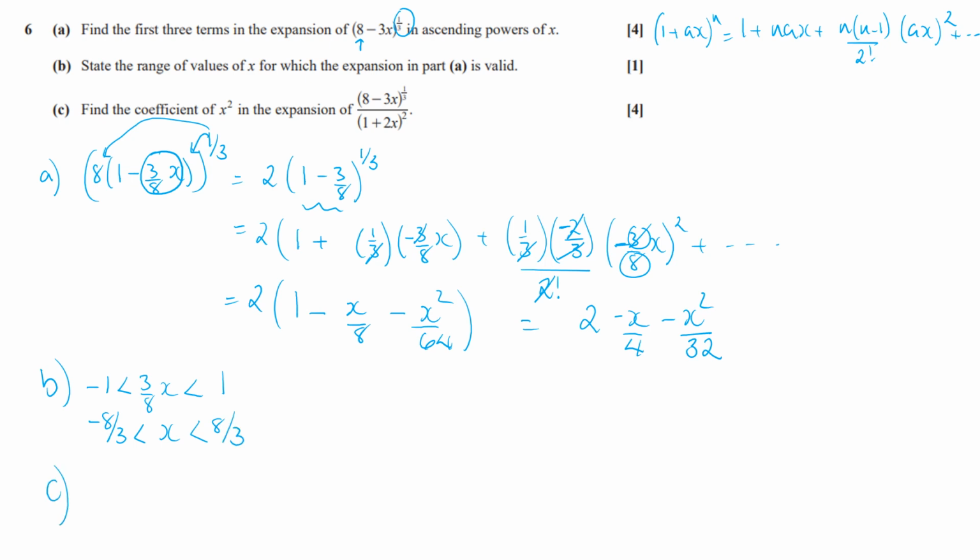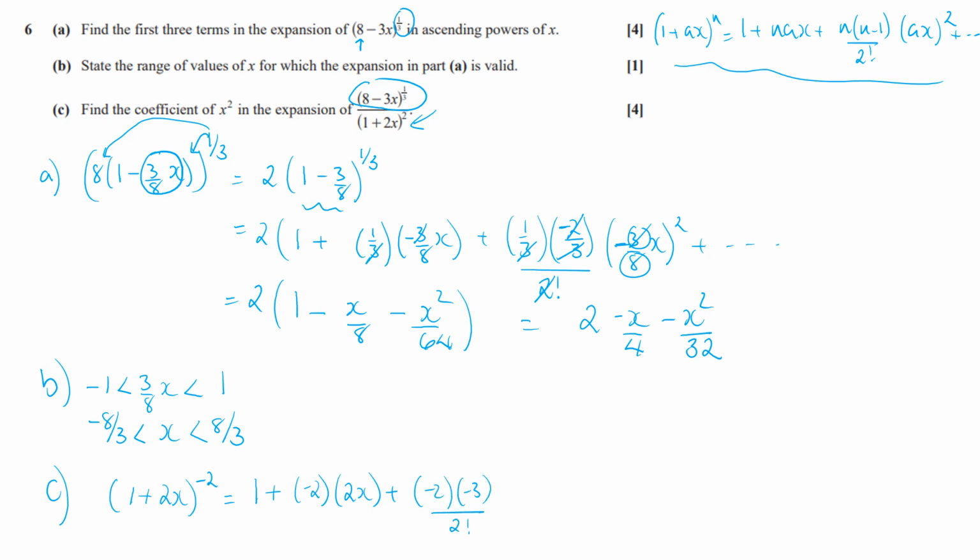Part C, find the coefficient of the x squared term in this. So we've just expanded that top. Now we need to think about the bottom. 1 plus 2x to the minus 2, we've brought it into the numerator position. And then using the same expansion formula that we get on the formula sheet, we can say that's 1 plus nax, which is minus 2 times 2x, plus n(n − 1), minus 2 and minus 3, all over 2 factorial, 2x all squared. Now we only need up to the x squared term, so let's tidy that up.